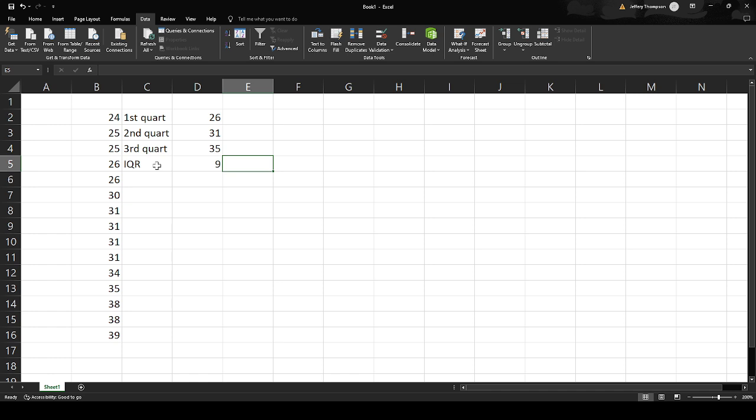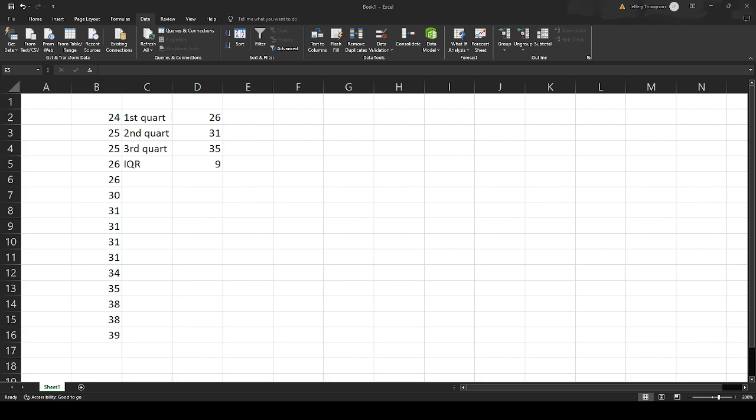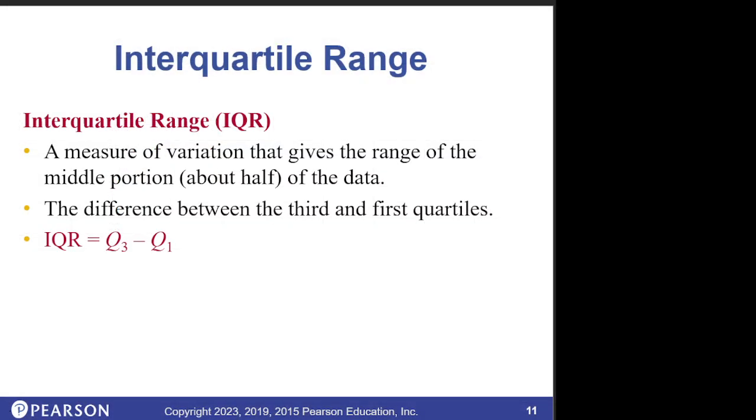And so it's a way of talking about how wide this data gets spread in the middle 50%. So the interquartile range is a good way of talking about how the data has been spread about. And this formula, IQR, is the third quartile's position minus the first quartile's position.